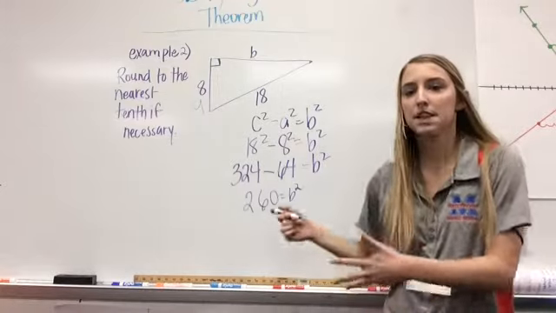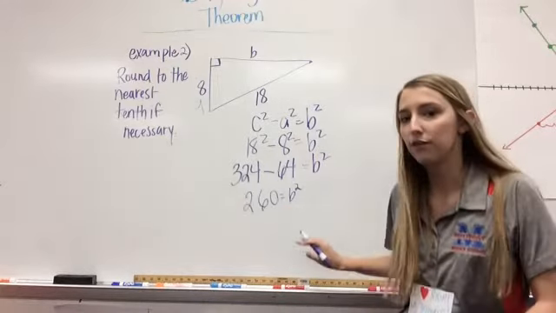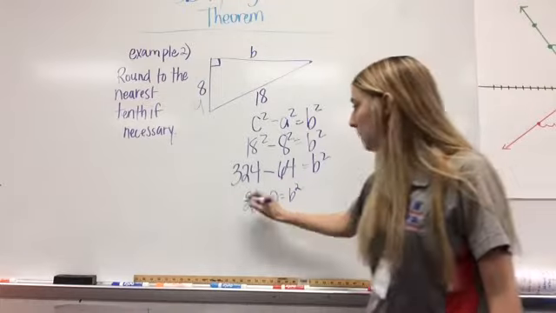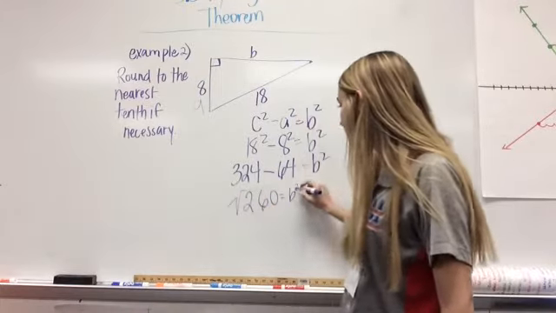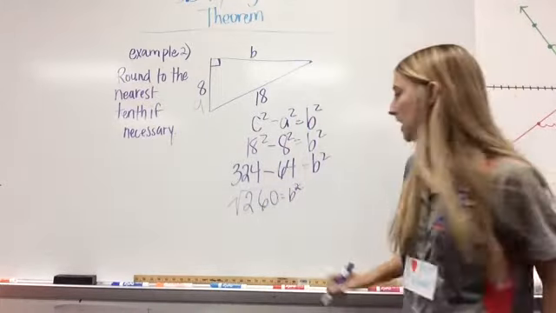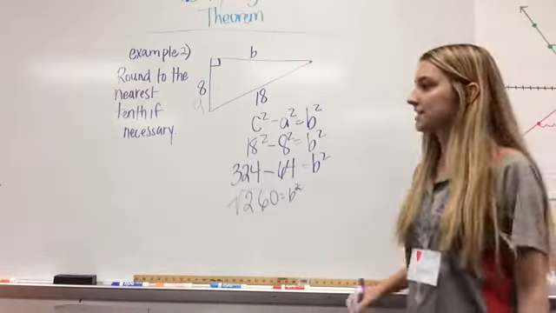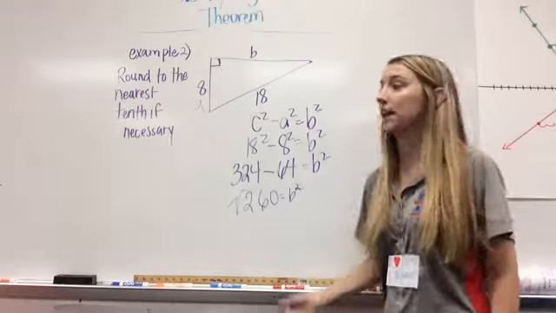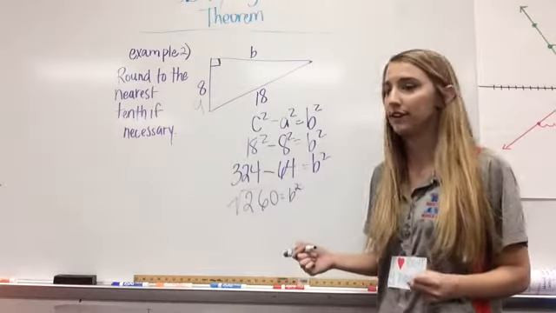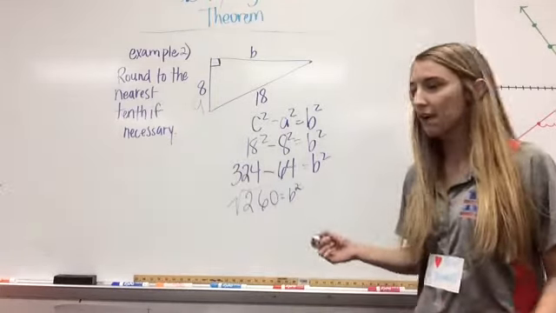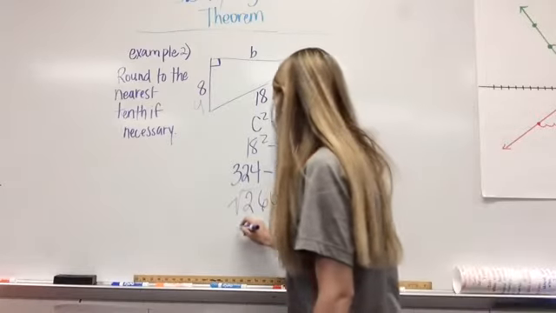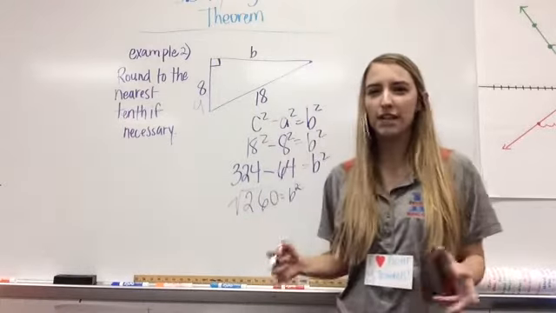Again, we need the b to be by itself, so I'm going to square root this 260 so that I can get rid of the square. And now I have the square root of 260 equals b. And again, I don't know this off the top of my head, but I used a calculator, which is what you'll have to do when you're working on this kind of stuff. And I got b equals 16.12.